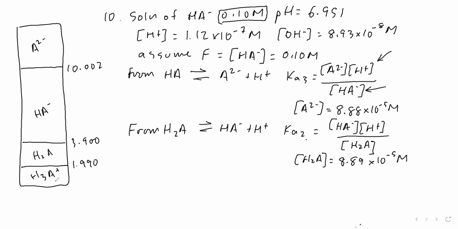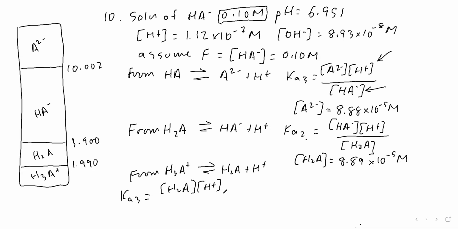All right, finally, we want to get the concentration of H3A plus. So that's going to come out of the first dissociation. And then we can write that dissociation expression down here. And again, we've got 3 of those 4 values. We've got H plus. We now have H2A from up above. And we've got Ka3, and we can solve for H3A plus. And when we do that, we get 9.76 times 10 to the minus 10th.